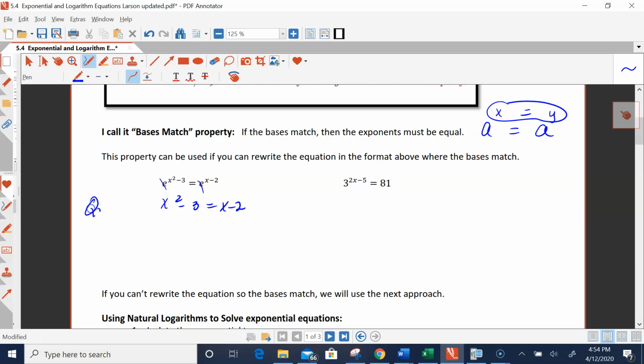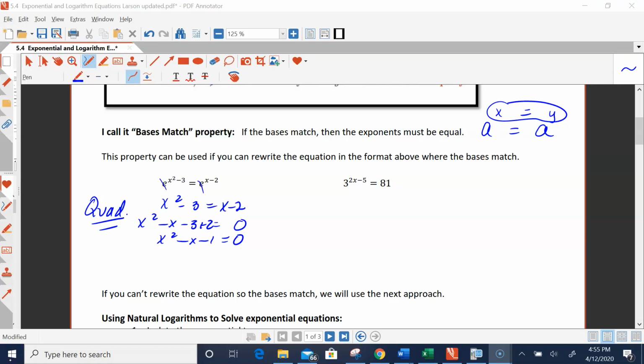Now we see that ugly quadratic come into play. So how do I solve a quadratic? I get all the terms on one side. So I have x squared minus x minus 3 plus 2. All I did was take the x over to the left and the 2 over to the left to give me x squared minus x minus 1. There's my quadratic.